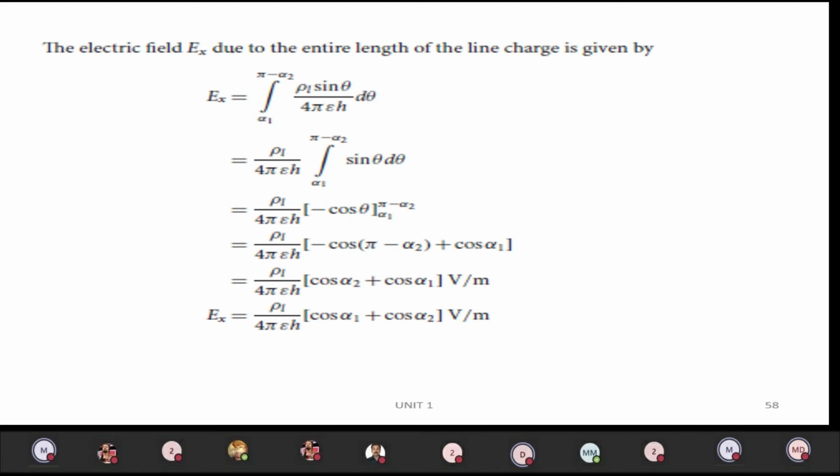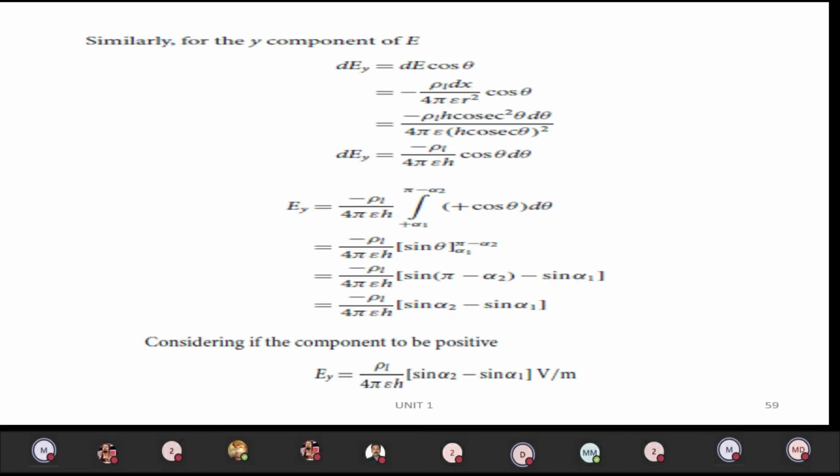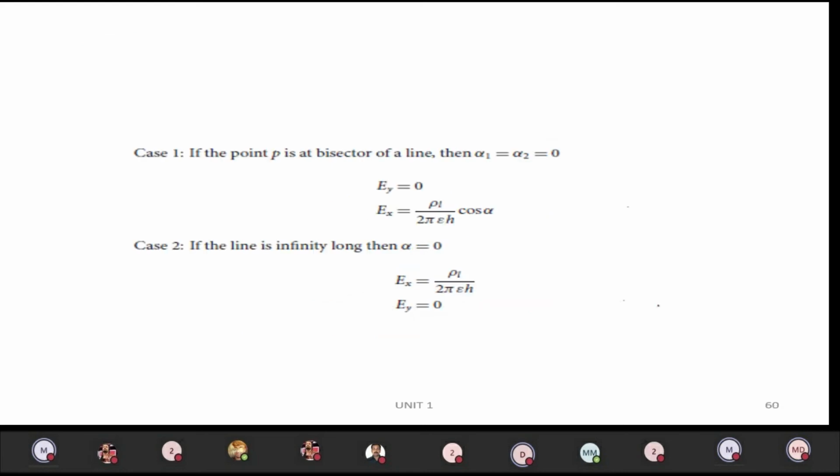So for the finite line, you will have two components, Ex and Ey. For Ex, you will get rho L by 4 pi epsilon h, cos alpha 1 plus cos alpha 2, volt per meter. And for Ey, you will get rho L by 4 pi epsilon h, sin alpha 2 minus sin alpha 1, volt per meter.